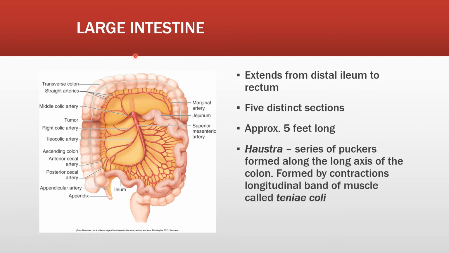Okay, so each of these is going to be our haustras, these little puckers here. Okay, and here we see our tinea coli. And our 5 sections are our ascending colon, our transverse colon, our descending colon into our sigmoid colon, and our rectum.